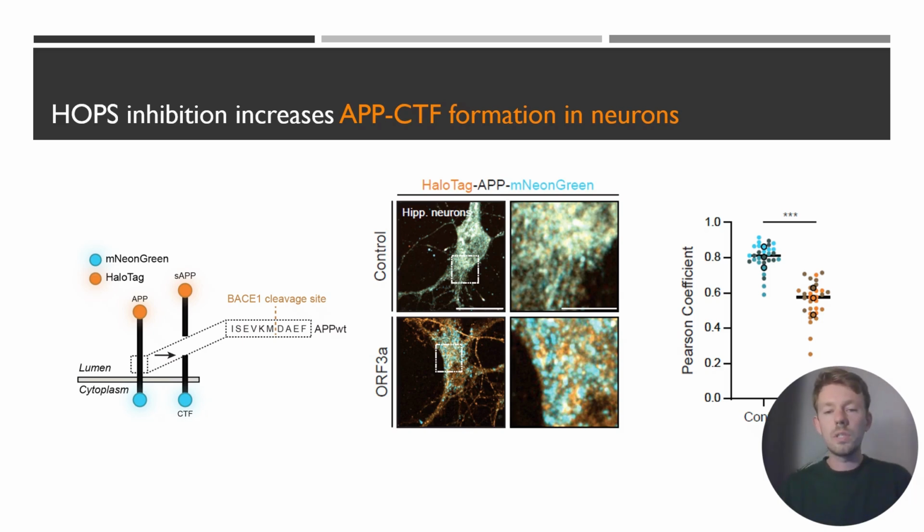And this is exactly what you see in this image in the middle. So on the top, you see that there is a lot of co-localization between the N and C-terminal tag. However, if we look in the cells in which we impair Hobbs function, we see that there are a lot of puncta which are only blue, which correlates with the mNeonGreen or the C-terminal tag of APP. So this is an indication that we have a huge accumulation of APP-CTFs in Hobbs impaired cells. So we have processing into these CTFs and the cells are not able to degrade them.